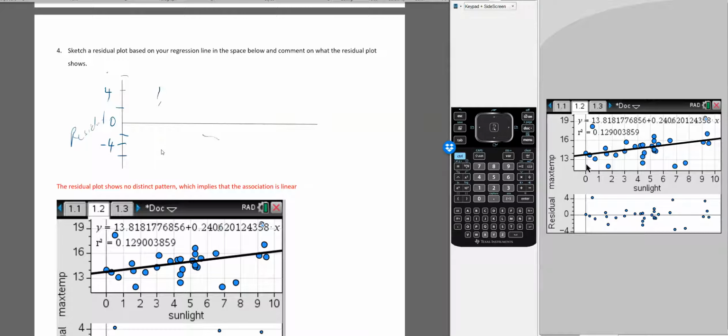If there was a pattern, hopefully you remember this from your notes, if the dots looked like a U shape, or even an upside down U shape, or even some indication that it looks like that, then you would say that the association is non-linear. You would change this word to non-linear, and change this to it shows a distinct pattern. But in this case, it doesn't show a distinct pattern, so we're good.